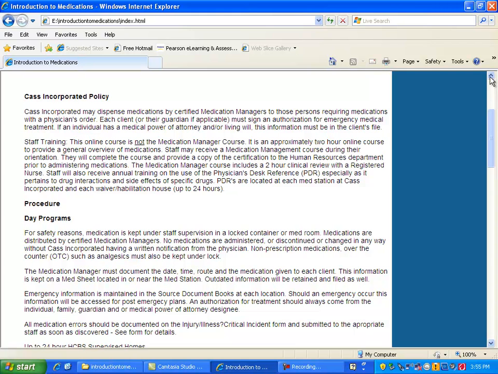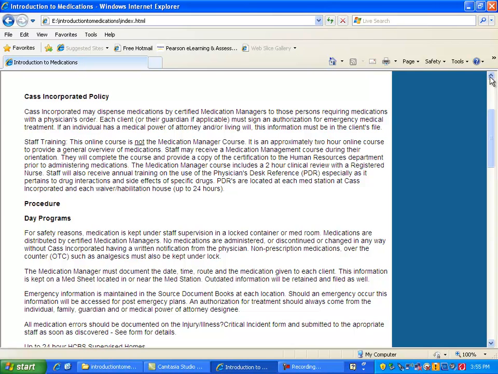Staff training. This is simply going to be an online course. This is not the medication manager course. This is going to be approximately a 2-hour online course to just provide a general overview of medications. Staff may receive the medication management course during their orientation. They will complete the course and then provide a copy of this certification to the Human Resources Department prior to administering medications. The medication management course consists of a 10-hour course in the class and also includes a 2-hour clinical review with a registered nurse.